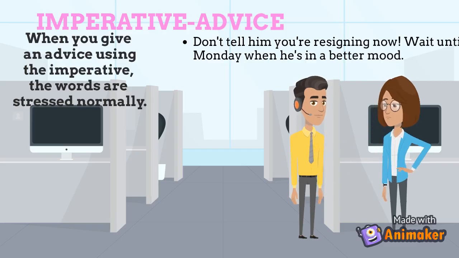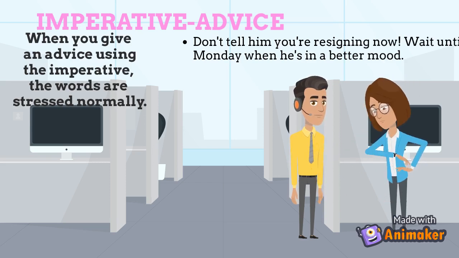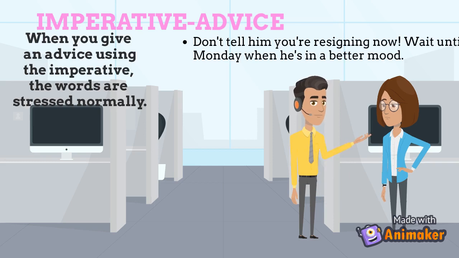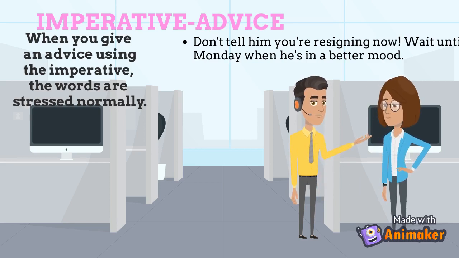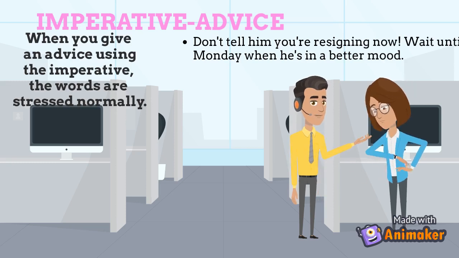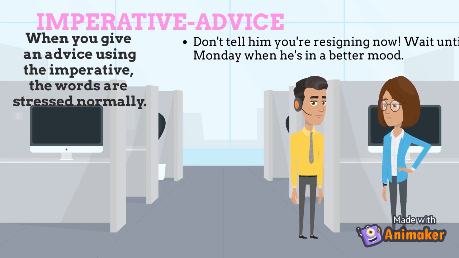When you give advice using the imperative, the words are stressed normally. For example, don't tell him you're resigning now. Wait until Monday when he is in a better mood. Don't drink alcohol. Don't eat heavy meals. These are all advice given.